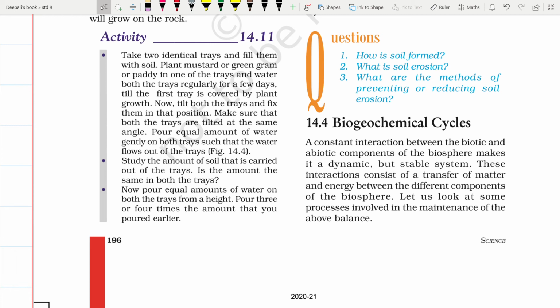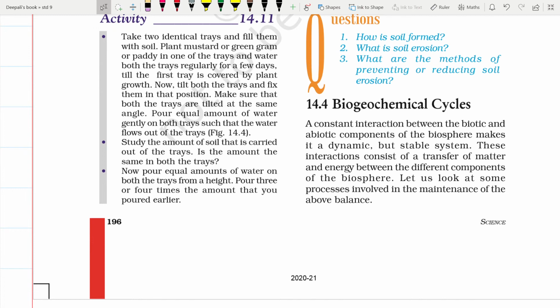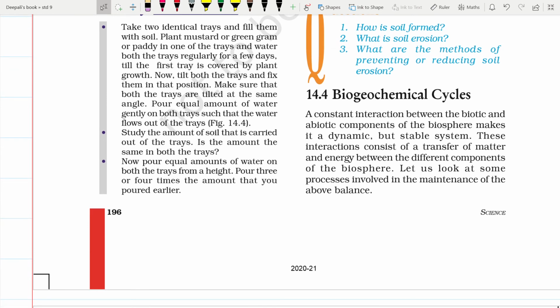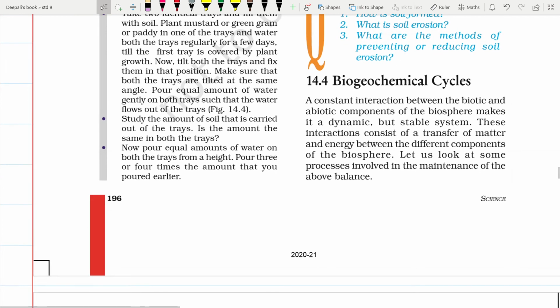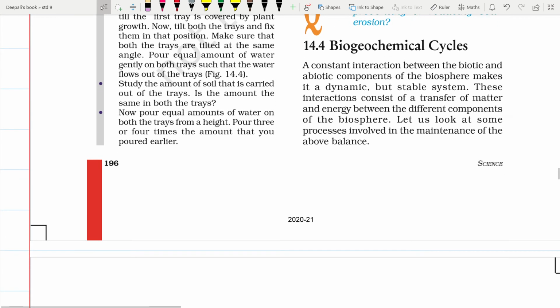Pour an equal amount of water gently on both the trays such that the water flows out of the tray. Study the amount of soil which is carried out of the tray. Is the amount the same in both the trays? Now pour an equal amount of water on both the trays from a height. Pour 3 or 4 times the amount that you poured earlier.